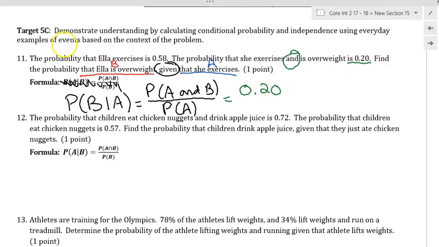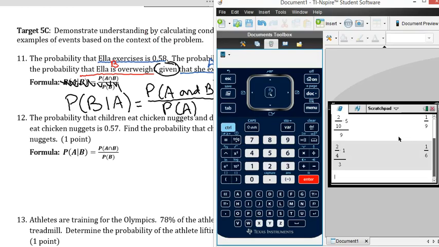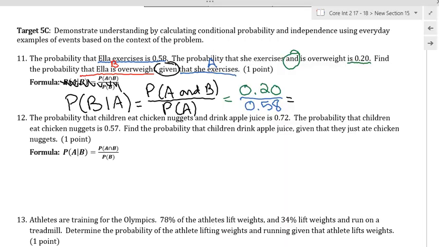Over the probability of A, well, my probability of A, she exercises. The probability that Ella exercises is 0.58. So 0.2 divided by 0.58 is 0.344.